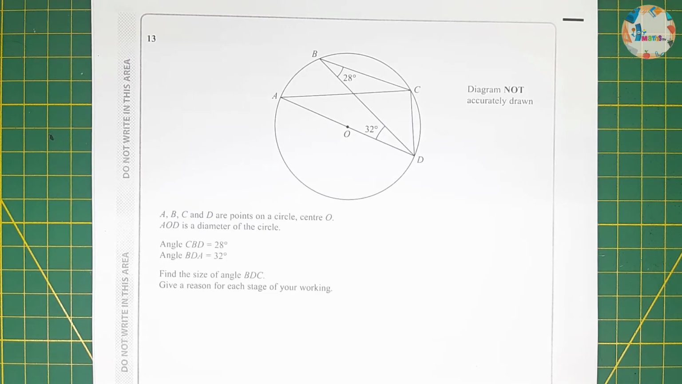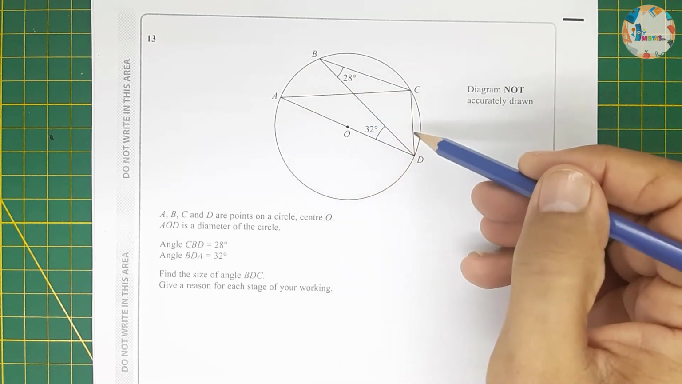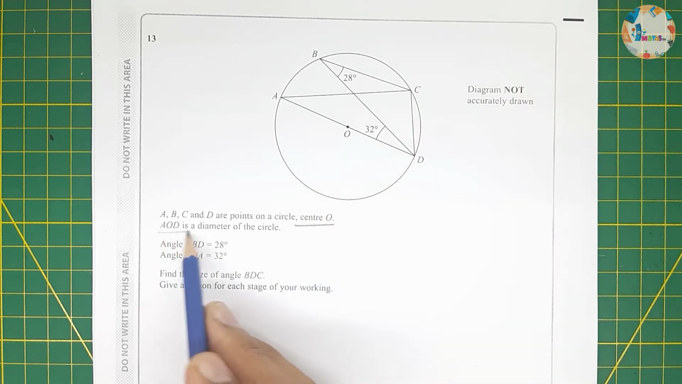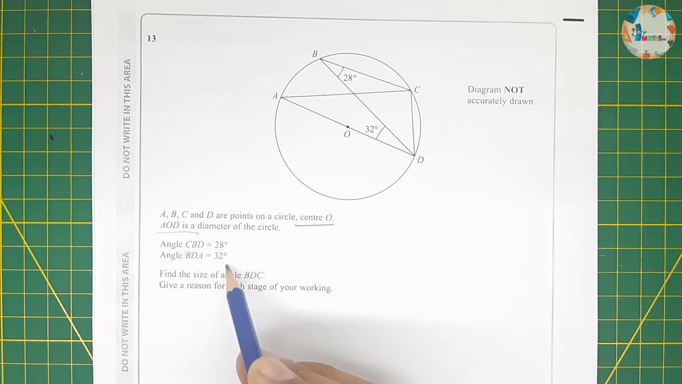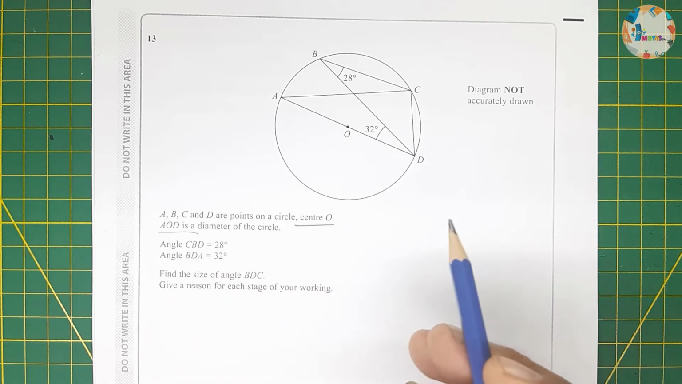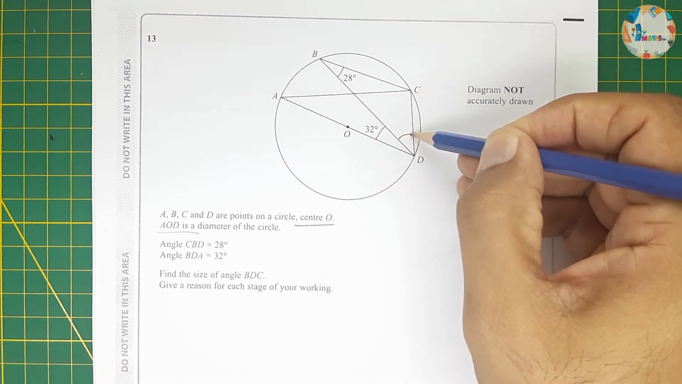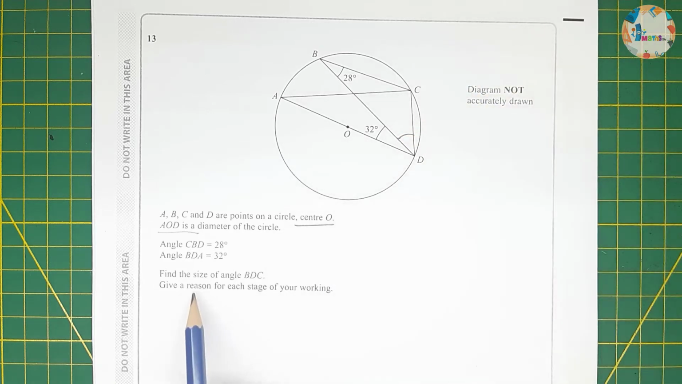Now question number 13. A circle is given. A, B, C, D are points on the circle with center O. AOD is the diameter of the circle. Angle CBD is 28 and angle BDA is 32. Find the size of angle BDC. This angle is basically required. Give a reason for each stage of your working. So we have to write down the reasons. This is a 4-mark question. On the diagram we cannot make measurements.